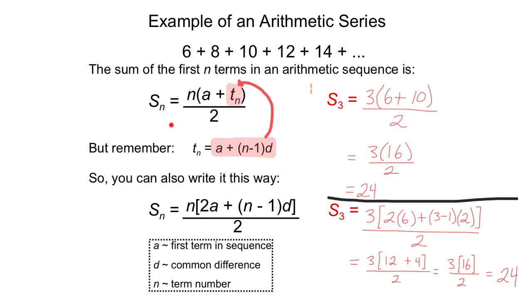So if you know the value of the term, you can use this formula. If you don't know the value of the term, you can use this formula. Both of them will find you the sum of the first n terms in an arithmetic series.